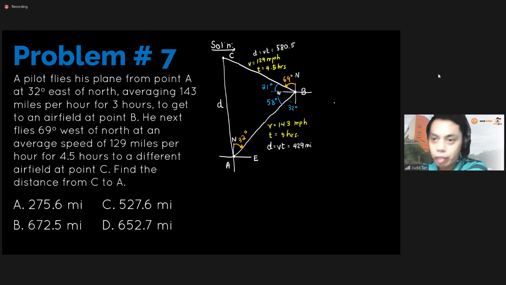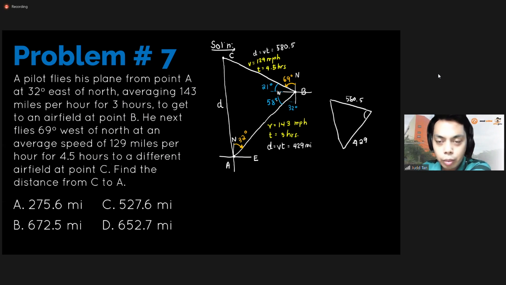Nag-reduce or nag-simplify yung triangle natin into this one. Alright, nag-simplify siya into 580.5, 429, ano pong sum dito? 79, no? 79 degrees, tsaka D. Okay, so pwede na po yun, no? Pwede na, by cosine law, no? By cosine law. Cosine law. O, pwede na, diretso na tayo.